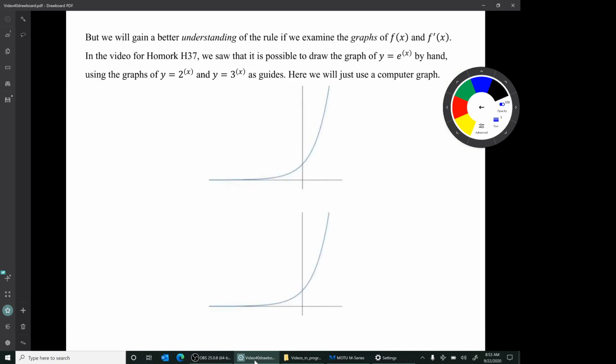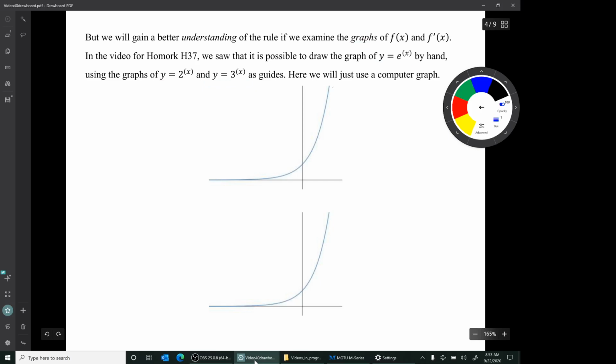But we will gain a better understanding of the rule if we examine the graphs of f of x and f prime of x. In the video for homework 37, we saw that it's possible to draw the graph of y equals e to the x by hand, using the graphs of y equals 2 to the x and y equals 3 to the x as guides. Here we'll just use a computer graph.